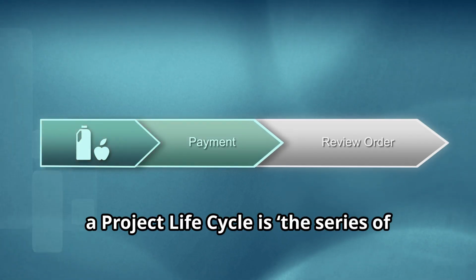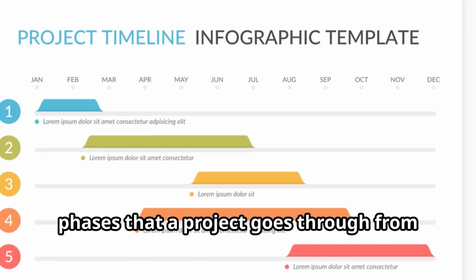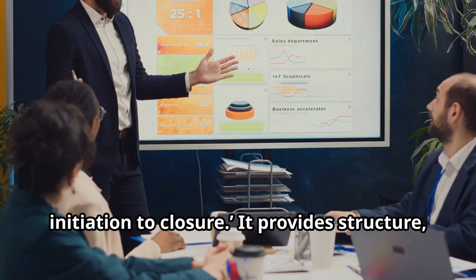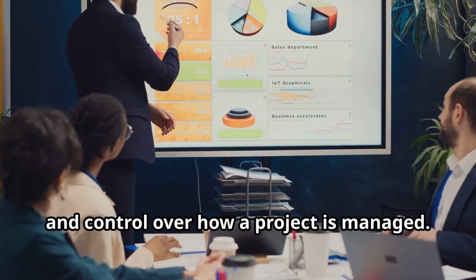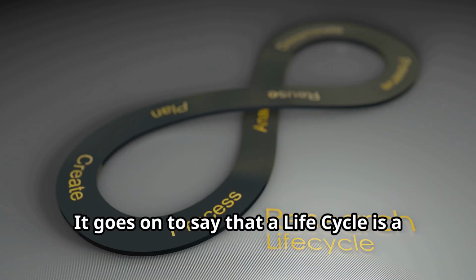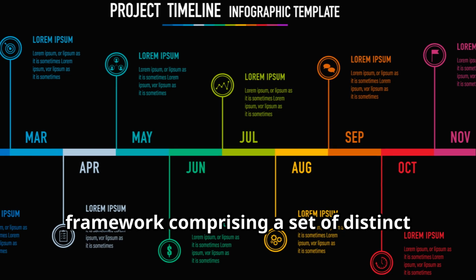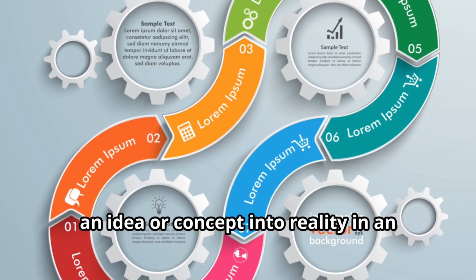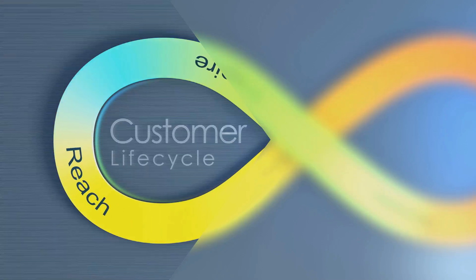According to APM, a project life cycle is the series of phases that a project goes through from initiation to closure. It provides structure, clarity, and control over how a project is managed. It goes on to say that a life cycle is a framework comprising a set of distinct high-level stages required to transform an idea or concept into reality in an orderly and efficient manner.